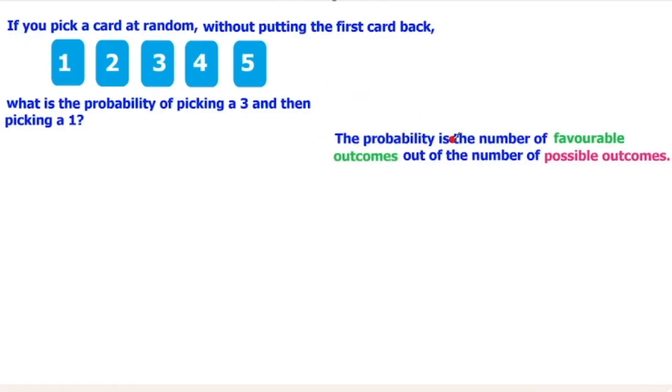So the probability is the number of favorable outcomes out of the number of possible outcomes. And for us, what we want is to try to pick a 3, okay, for the first pick. And then our possible outcomes are 5, right, because we have 5 cards. So the probability of picking a 3 is 1 over 5. There is only one card with 3, so that's a 1. And then there are 5 cards, so 1 over 5, okay?